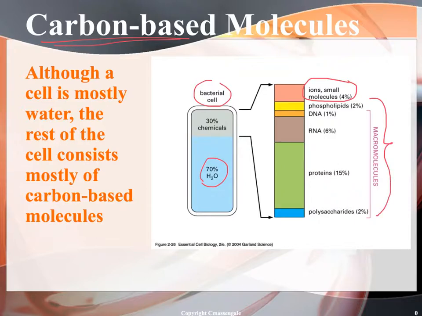And of that, we have four classes that we're going to be talking about. Polysaccharides, which are carbohydrates, proteins, DNA and RNA, which are nucleic acids, and then phospholipids representing the lipid group.